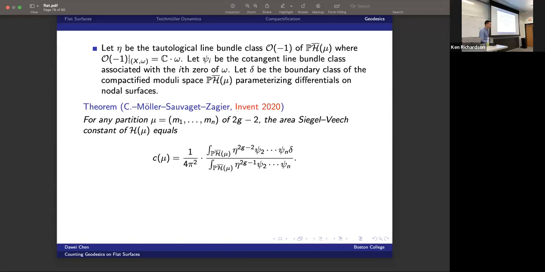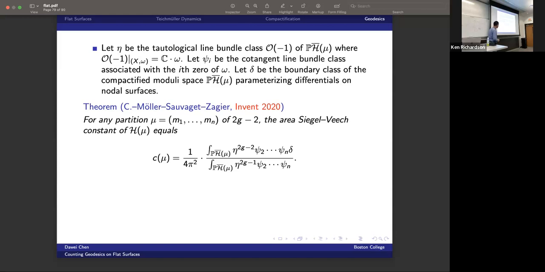So we define this area Siegel–Veech constant c from this dynamical counting point of view. The formula I did a couple of years ago with my collaborators gives you another way to compute or interpret this dynamical invariant by using intersection numbers in the cohomology ring of the compactified moduli space. So this PH mu bar is a compactified moduli space of Abelian differentials of type mu. And then this eta, psi, or delta are just defined above as some special first Chern classes of line bundles in the cohomology ring. And you just need to take the ratio of these two intersection numbers, and that gives you this number.